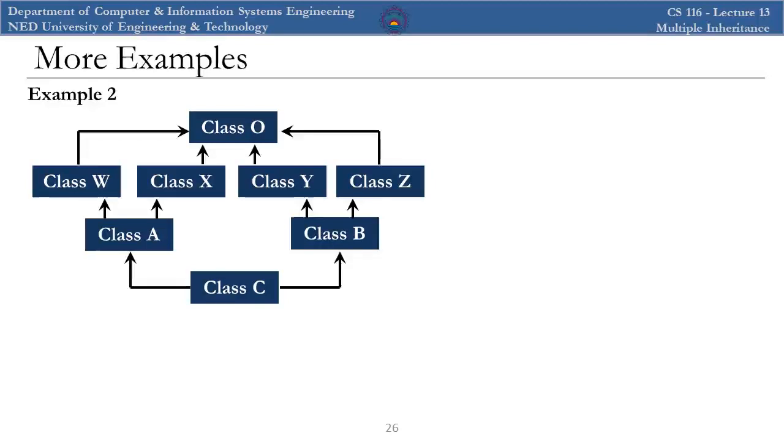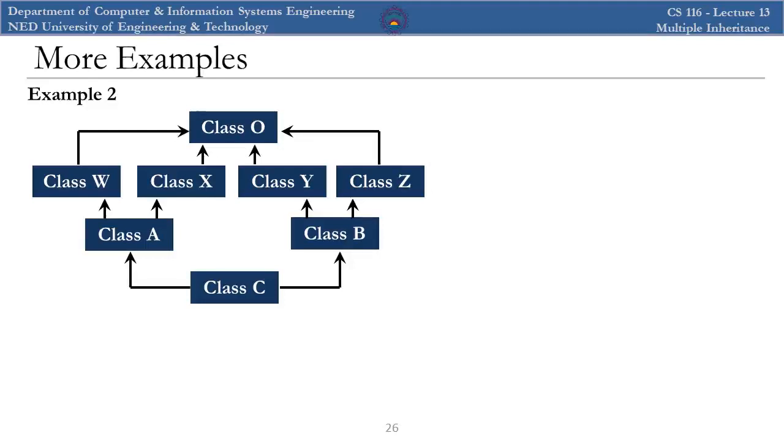So at the top, it becomes a diamond pattern, right? So the order should be class C will be searched first. After that, you come to the left parent, which is class A. And after that, you will go depth wise, because up till level 3, there is no diamond pattern. So after class A, you will go to class W, then class X. And because after that, diamond pattern appears, you won't go further up to class O now. So after class X, you will come to the right hand side branch, which is class B, then class Y, then class Z, and then finally to class O.